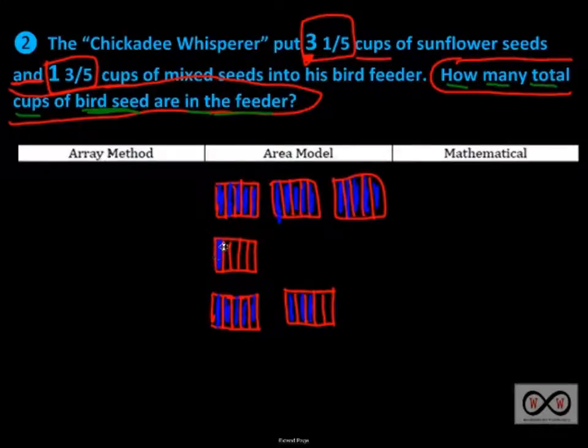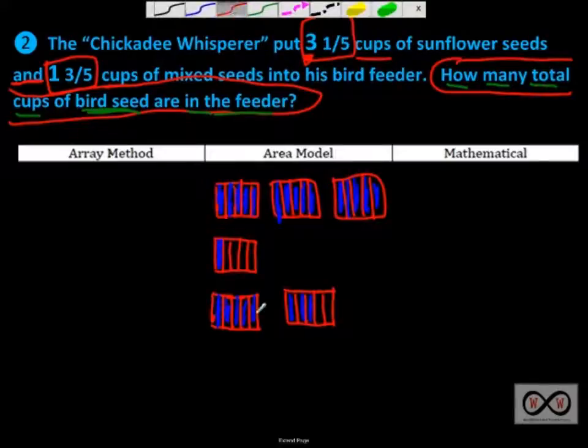Look at that. We could really count it all up. We've got 1, 2, 3, 4. So there's our whole number part of our sum. We've got 4 whole cups, and then 1, 2, 3, 4/5 of another. 4/5. So there you go. 3 1/5 cups plus 1 3/5 cups equals 4 4/5 cups. So there we go, cups.